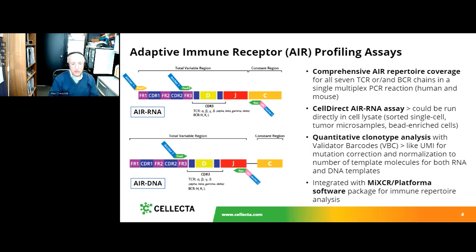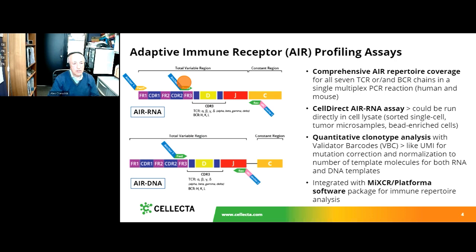As an introduction to the technology, here is an example of the assay we designed, the adaptive immune receptor or AIR profiling assay. What you can see here is the structure of immune receptors. On the top you can see you can use this assay to amplify from RNA, like shown on the top, or from DNA, like shown at the bottom. The CDR3 region, shown here in the center, can be amplified using flanking primers, reverse primers, or forward primers. In this case, you amplify the CDR3 region.